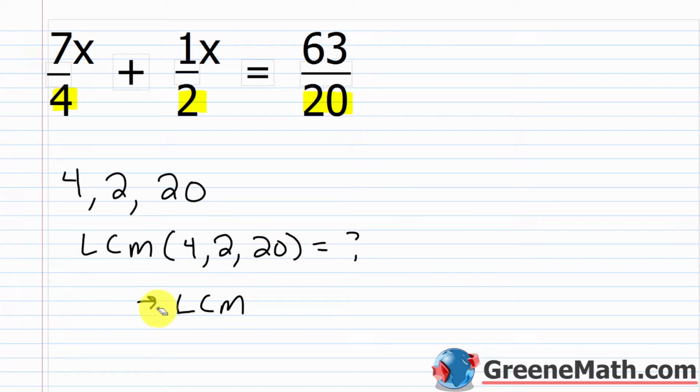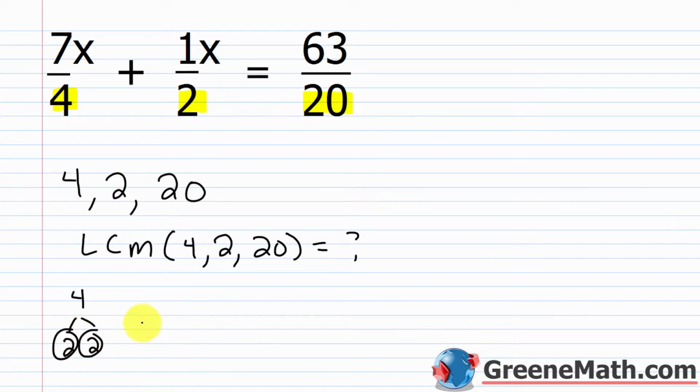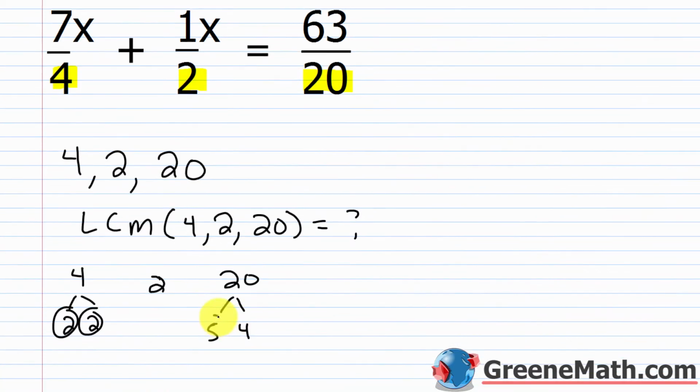Well, remember from pre-algebra, the way we figure this out, we would factor each number. So 4 would be 2 times 2. 2 is a prime number, that's not going to factor. And 20 is going to be 5 times 4. 4 is 2 times 2. Very, very easy to do. And to build the LCM, we take each prime number from each prime factorization and we throw it in there.